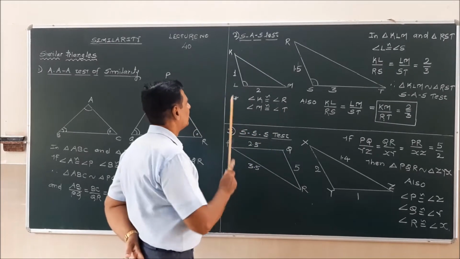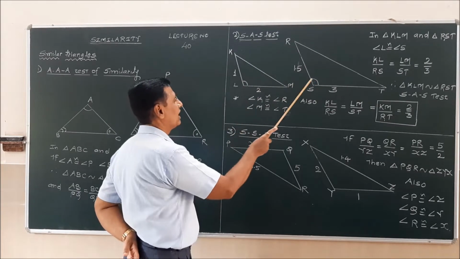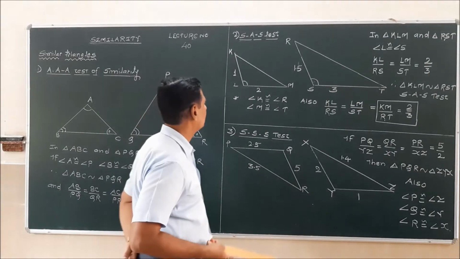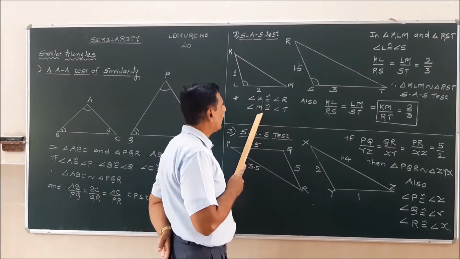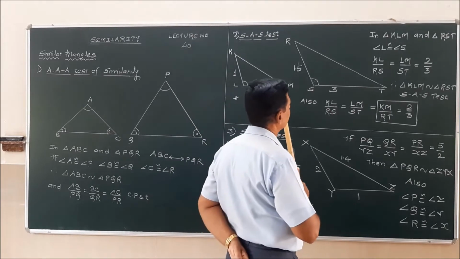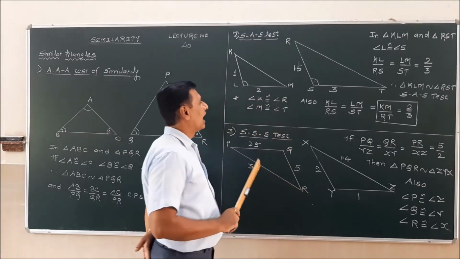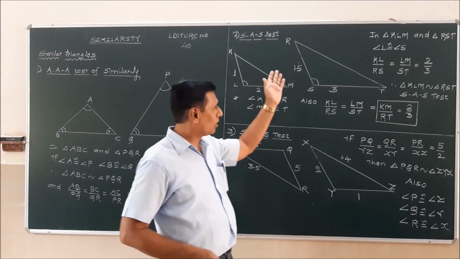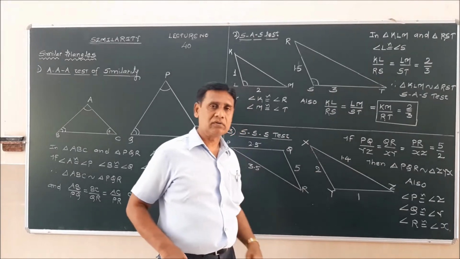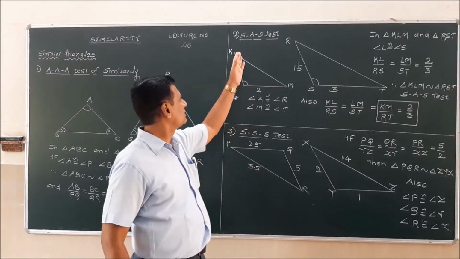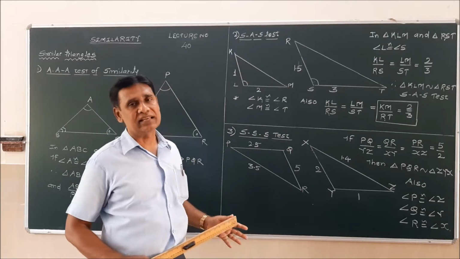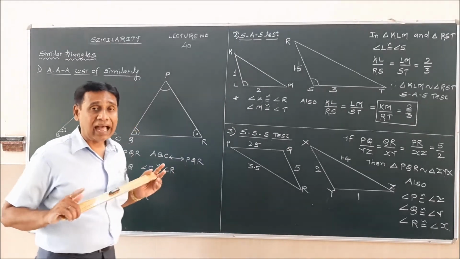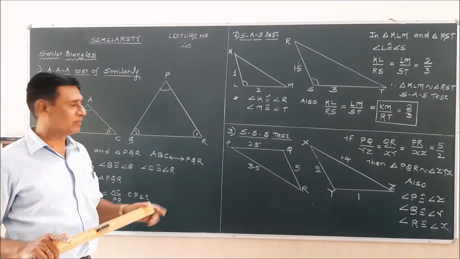Likewise, this we have already used for the test. Which other angle is left out? The third angle. Third angle is what? N is congruent with T. Right? N is congruent with T. And as I told you earlier also, KN upon RT is also 2 upon 3. So this is how you will find this. The second test is the SAS test, that is the side angle side test of similarity.